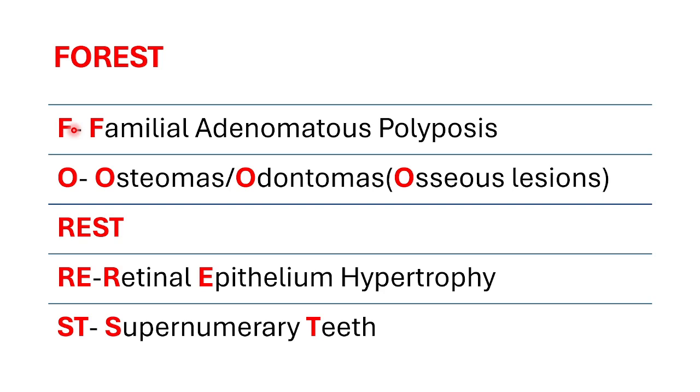Coming to the O, it stands for Osteomas, Odontomas and osseous lesions. It is said that most patients with Gardner syndrome demonstrate between 3 and 6 osseous lesions. Now let's break down the rest into two parts, the RE and ST.